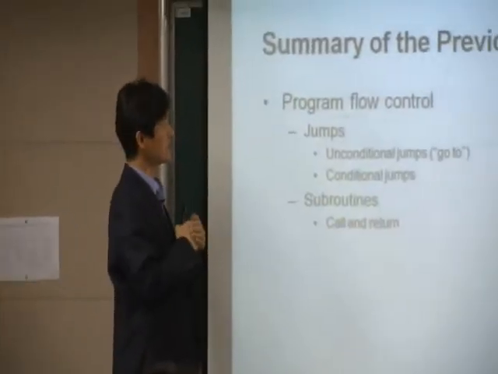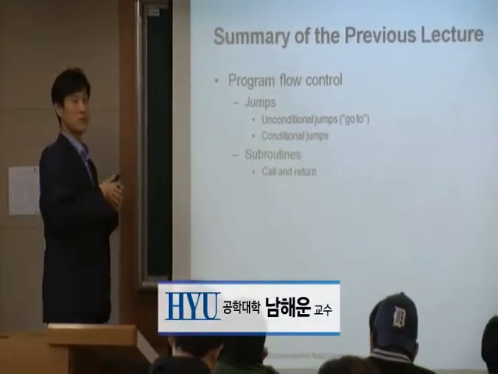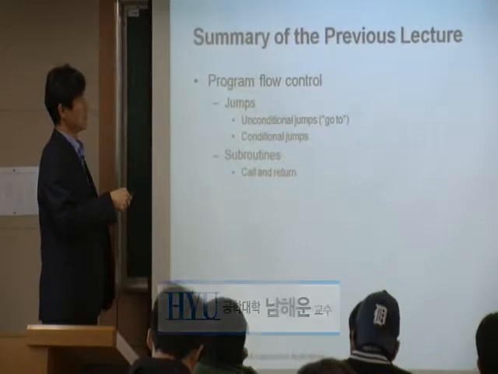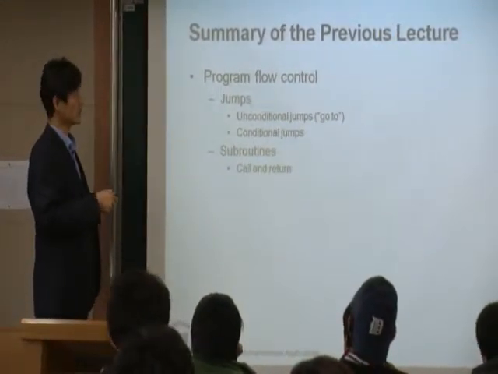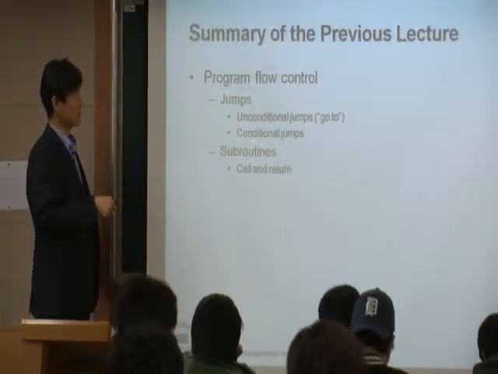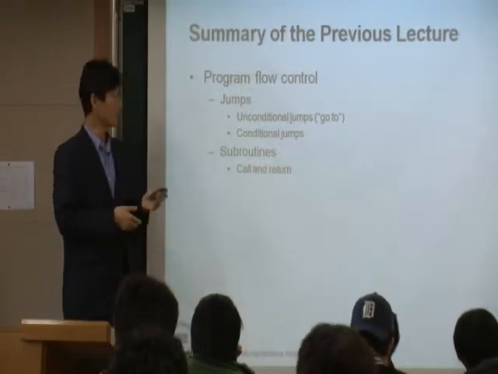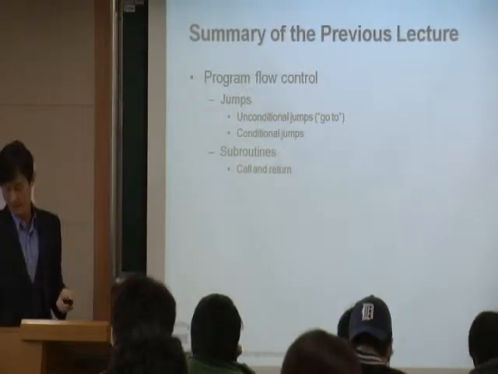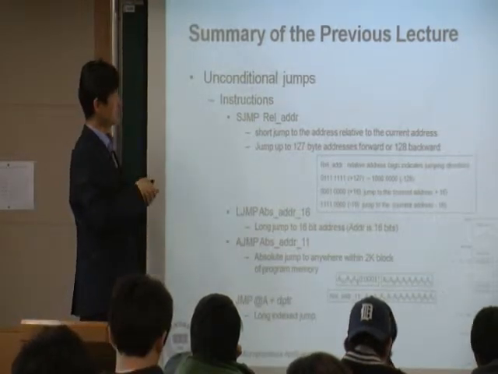Okay, let's get started. Last week, we learned some program flow control. First of all, we learned the jump instructions. There are two different jumps, unconditional jump and conditional jump. And there is another type of jump called the subroutines.